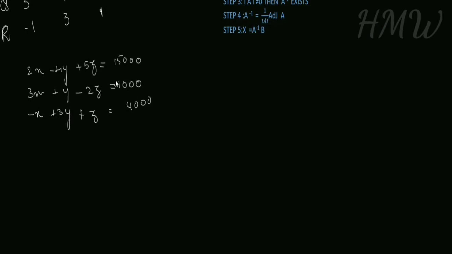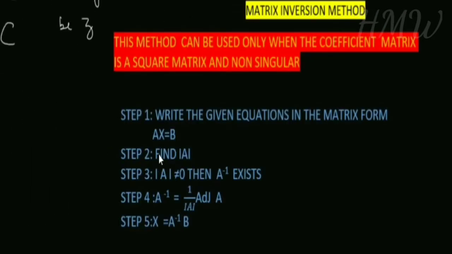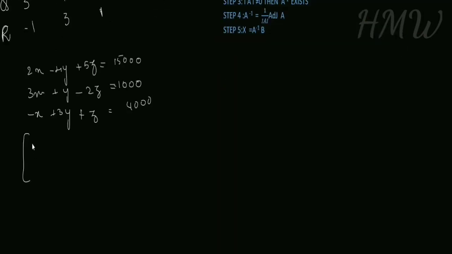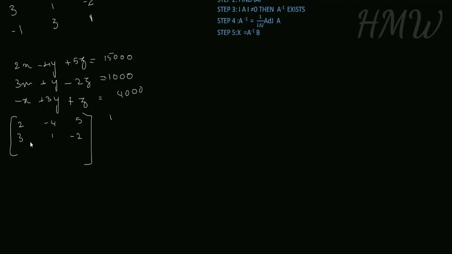So now we are going to use the matrix inversion method. First step, what is the matrix inversion method? Write the given equation in matrix form. Then find the determinant of A. Then find A inverse. You have to write the coefficient matrix: 2, minus 4, 5; 3, 1, minus 2; minus 1, 3, 1. This is a 3 by 3 matrix. Now the variables x, y, z and the constants 15,000, 1,000 and 4,000.